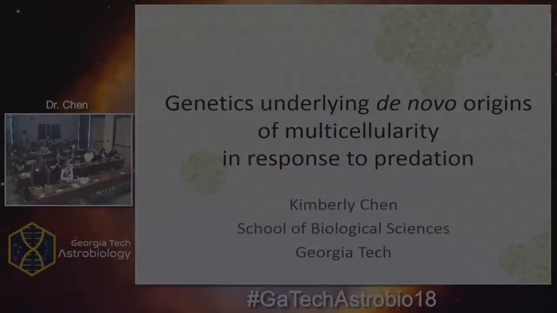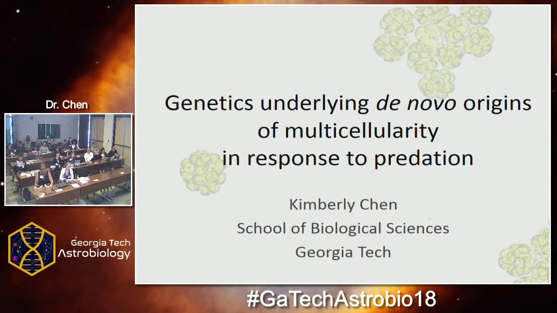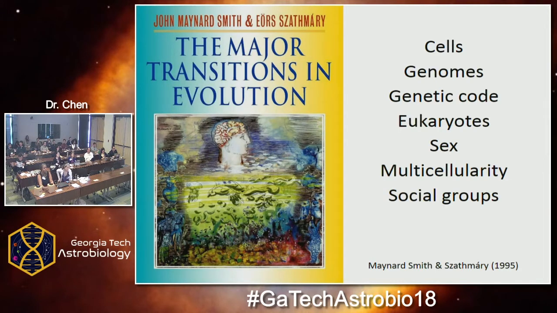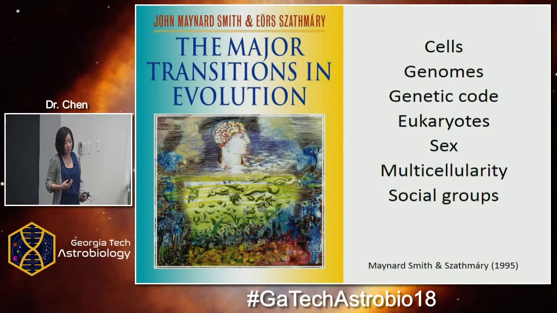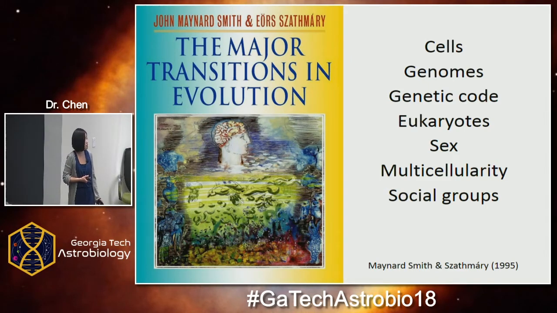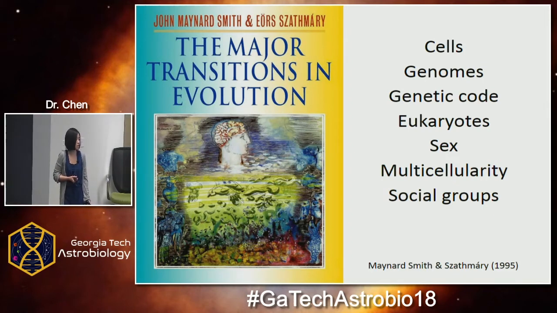makes the transition into organisms. So how and why more complex life has evolved over time. Back in 1995, Maynard Smith and Szathmáry proposed that this can be achieved through a series of major evolutionary transitions, including the origins of cells, genomes, genetic code, eukaryotes, sex, multicellularity, and social groups such as social insects.